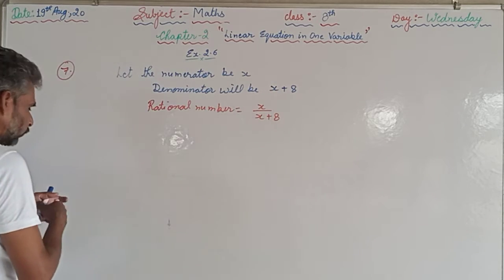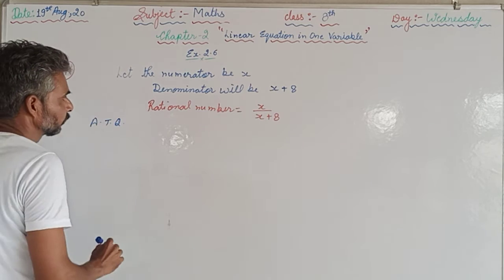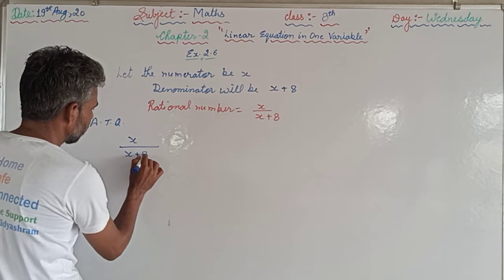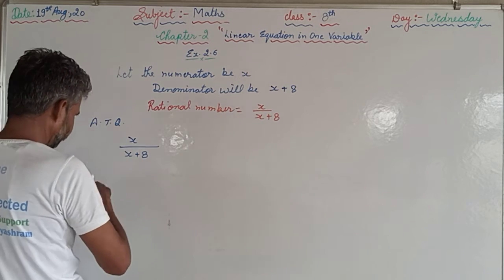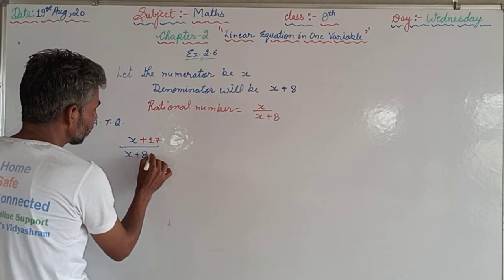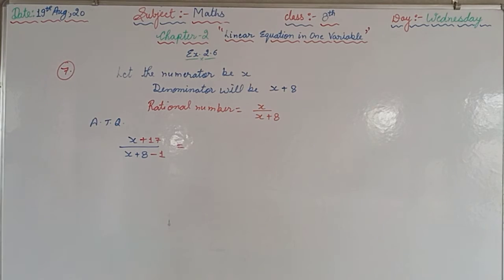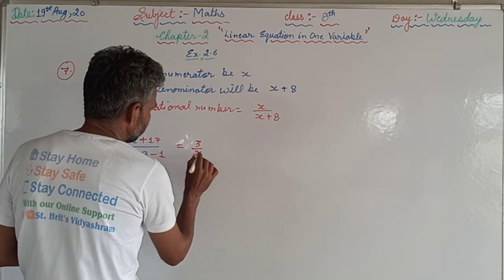Now one more condition is given in the question. According to the question, our rational number is like this, and now the condition is, if the numerator is increased by 17 and the denominator is decreased by 1, then the rational number becomes 3 by 2.